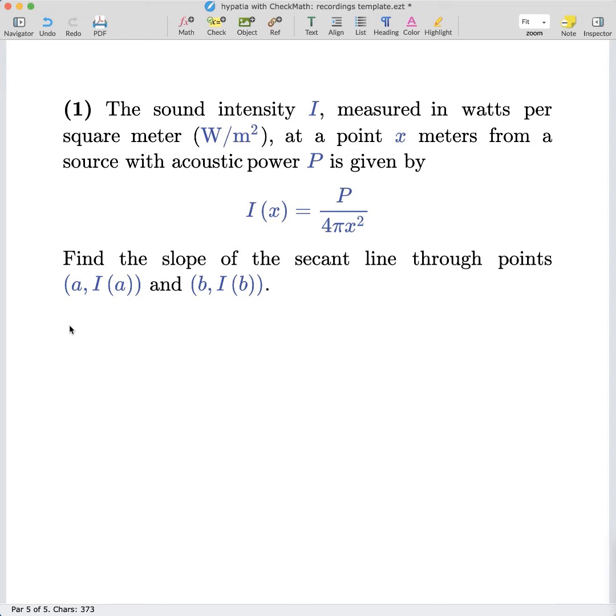The sound intensity I, measured in watts per square meter at point x meters away from a source with acoustic power P, is given by our function I is P over 4 pi x squared. And so we can start by finding the slope of the secant line passing through the points A and B of our interval. So to find the slope of the secant line, we can simply take the difference in function values over the range.